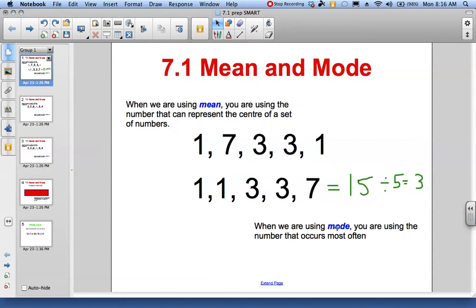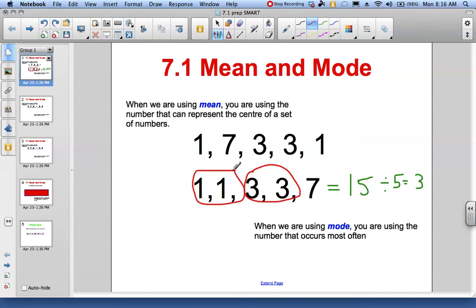Now when we use a mode, you're using the number that occurs most often, or the number that you see the most times. In this case we have only one 7, but we have two 3s, and we have two 1s. Now these both occur the same number of times, and that's the most. Those numbers are the ones you see the most. So in this case, the numbers that are the mode are both 1 and 3. This data set has two modes, 1 and 3.